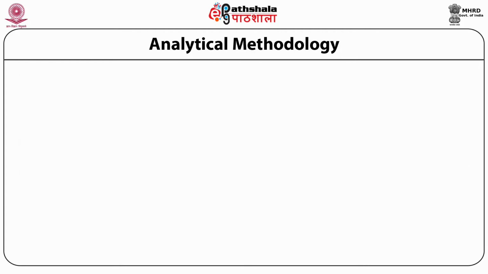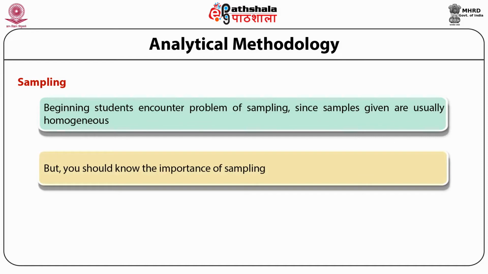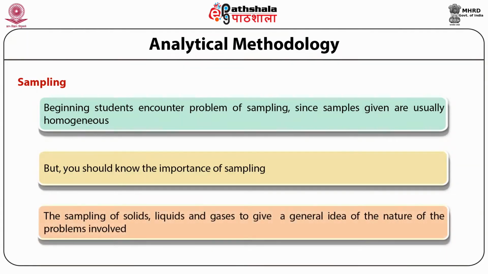First step in the analysis of the given sample is the sampling. Beginners rarely encounter the problem of sampling, since the samples given to you are usually homogeneous or nearly so. But you should know the importance of sampling and should know where to find proper directions when confronted with an unfamiliar problem. I shall discuss the sampling of solids, liquids, and gases to give a general idea of the nature of the problems involved.